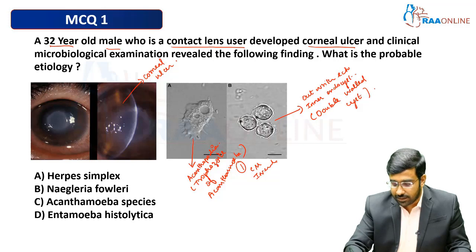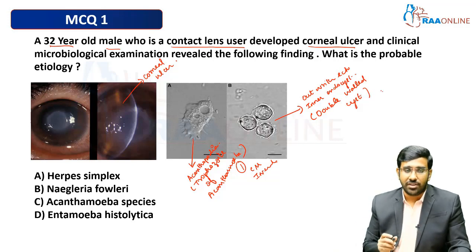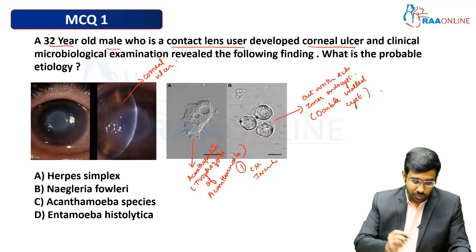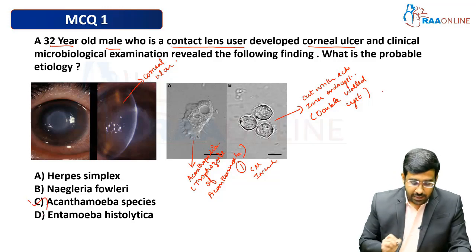So now you know which pathogen is going to have the acanthopodia, and you also know about the organism which exhibits a cystic form characterized by the double-walled cyst. Whenever we have a double-walled cyst, that is an outer wrinkled ectocyst and an inner endocyst, and the trophozoite which has knob-like projections called acanthopodia. This particular image shows keratitis caused by Acanthamoeba species. So the correct option is Acanthamoeba species.